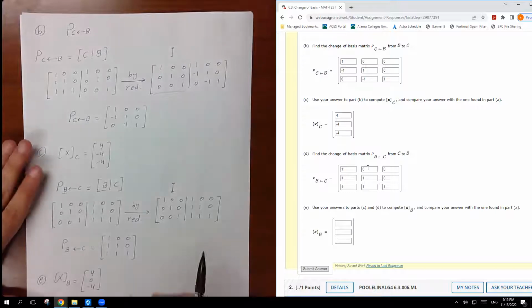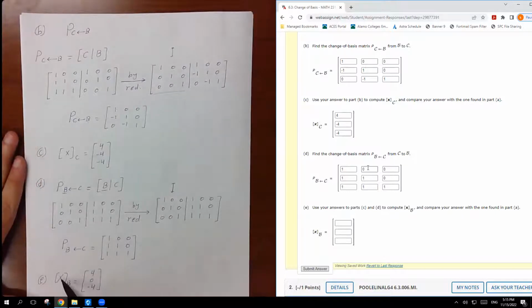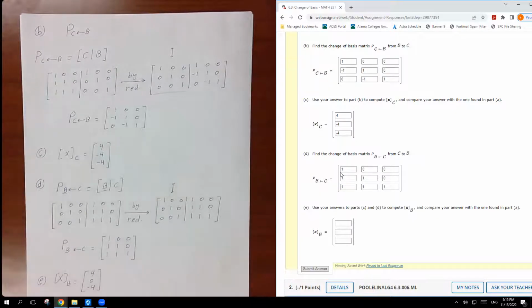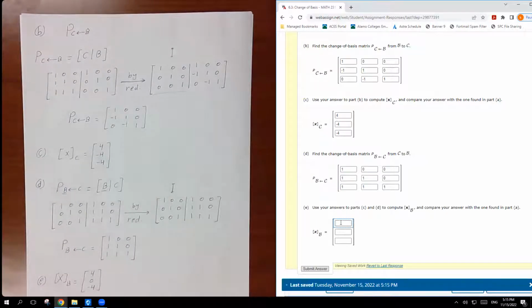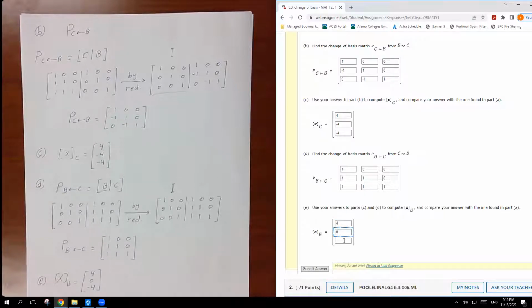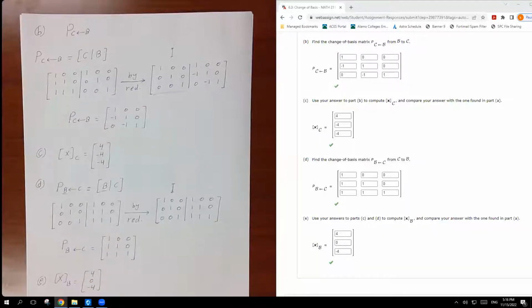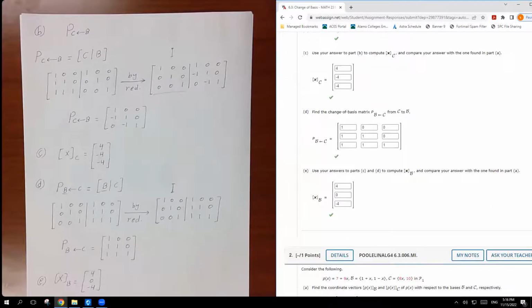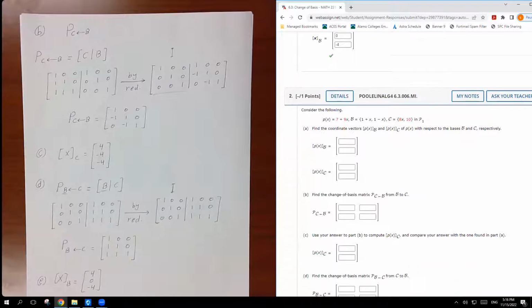The last part, they ask you to write down the coordinate vector with the base B. It's going to be 4, 0, -4. We already found that in the first part. So 4, 0, and -4. That's it for this question. So we got it right. Now let's keep going to the second one.